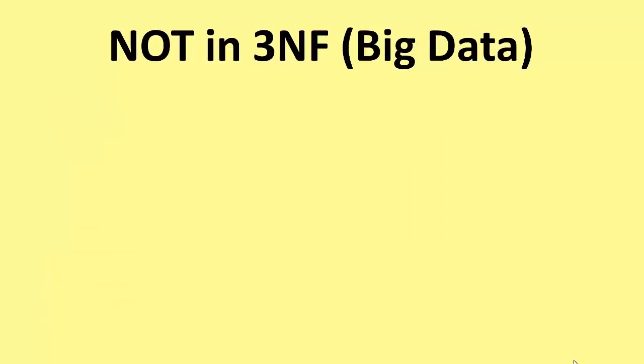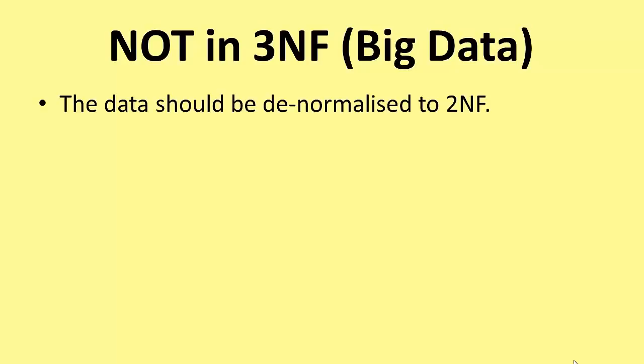So, let's start at the beginning. Data warehousing is not in third normal form, hence its nickname, big data, because anything that's not normalized will also be much bigger than a fully normalized database. The database should be denormalized in a particular way into second normal form. We're going to look at how that works in general in a few slides further on.